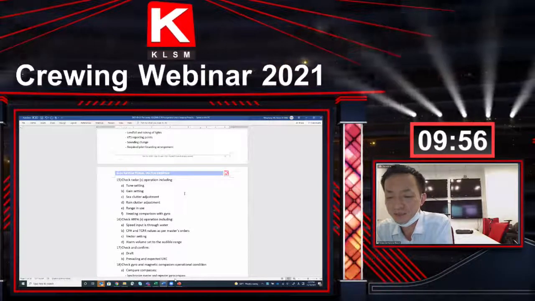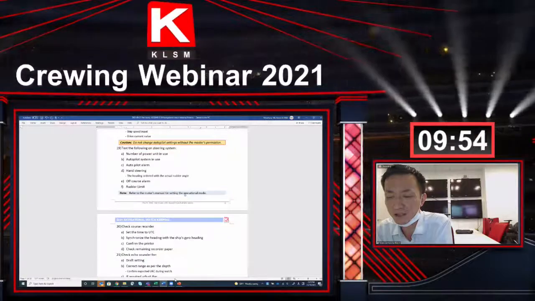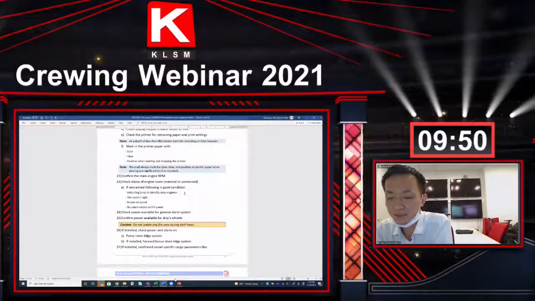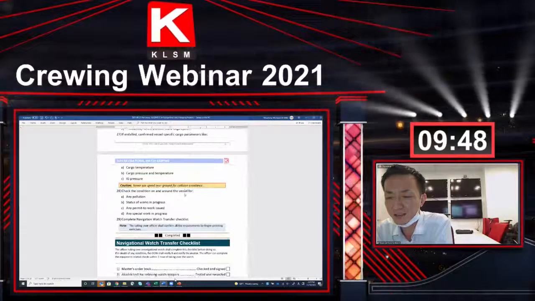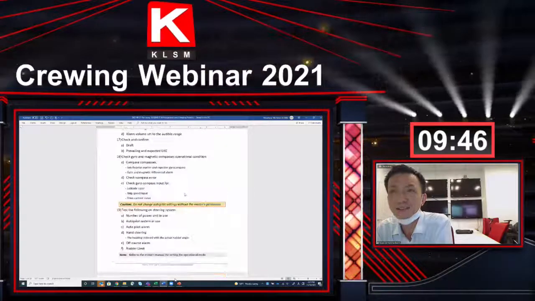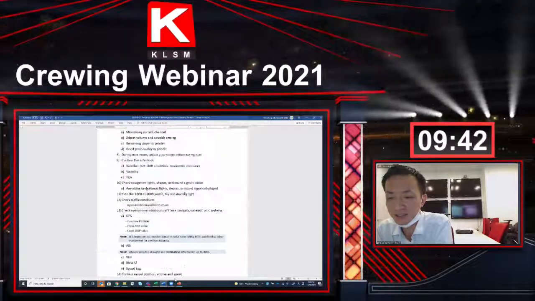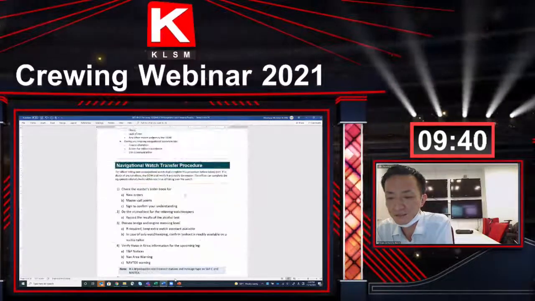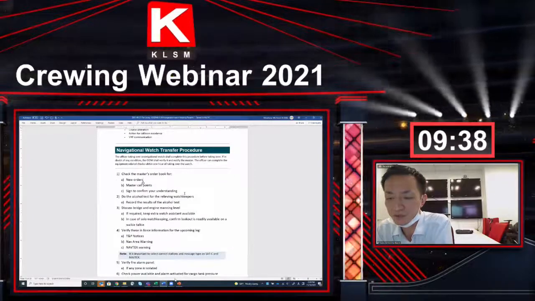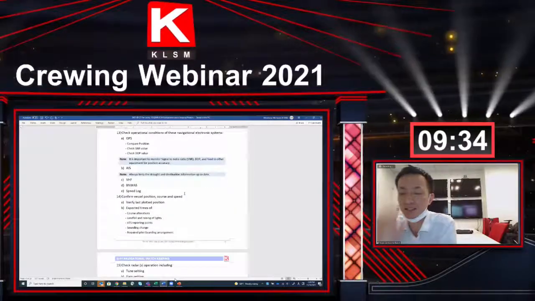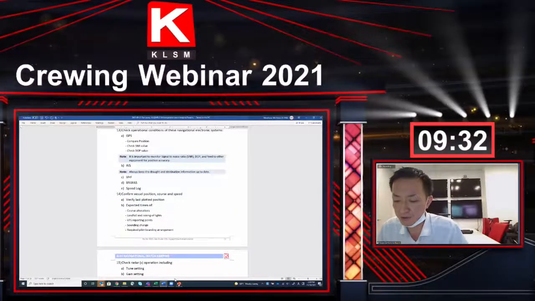This is quite simple language and it clearly mentions what you should do. Of course, for the navigation watch transfer there are so many items the officers should do, so it's a long procedure, but it's quite easy to read, easy to capture. So this is the concept of the step procedure.